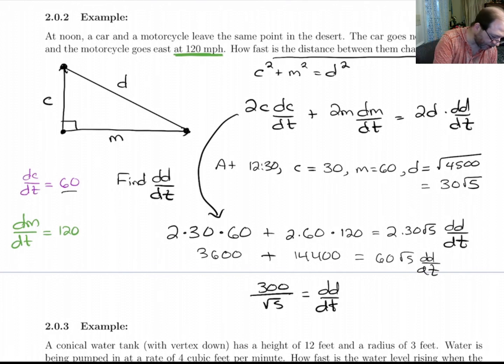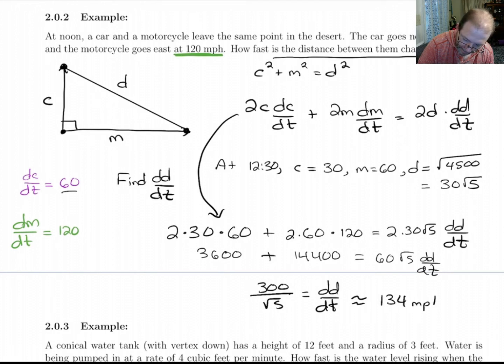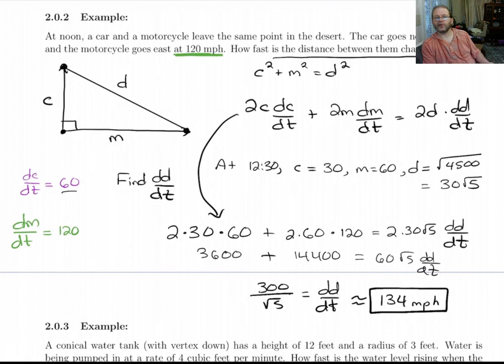And if we want that as a decimal, because this is a speed, we want to actually know what it is. That's 134 miles per hour. I'm just rounding to the nearest whole number. The actual, it's 134.164, blah, blah, blah. So anyway, that's the speed at which these two vehicles are leaving each other at 12:30.